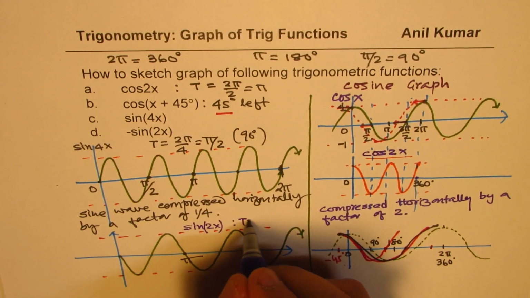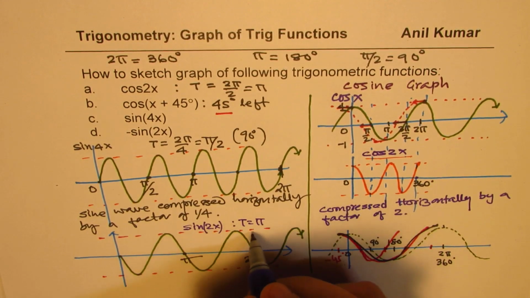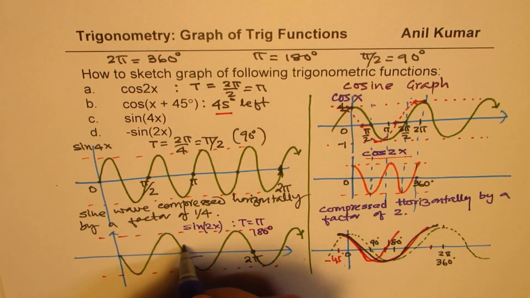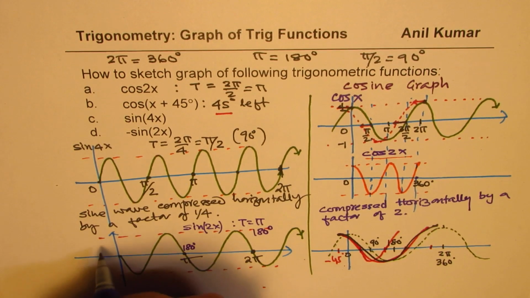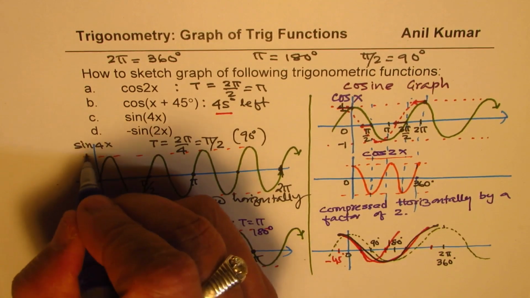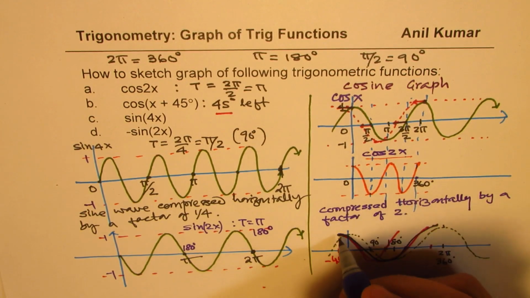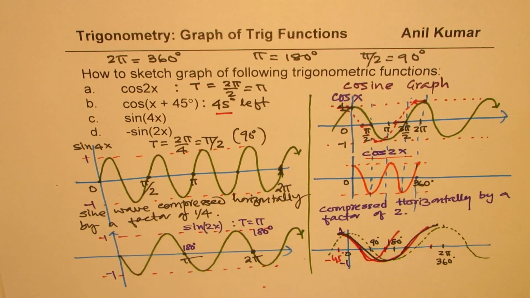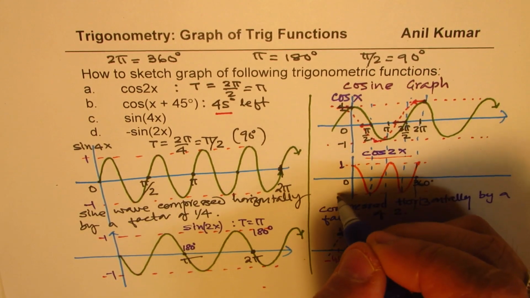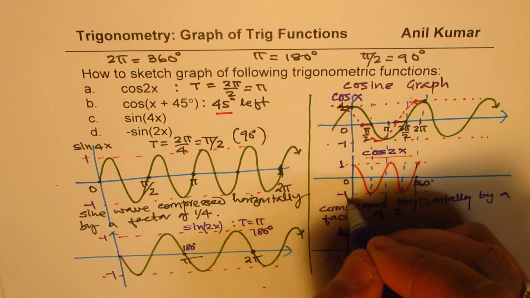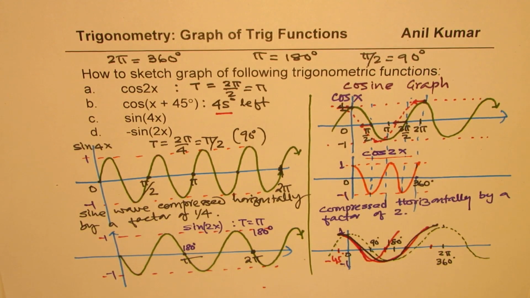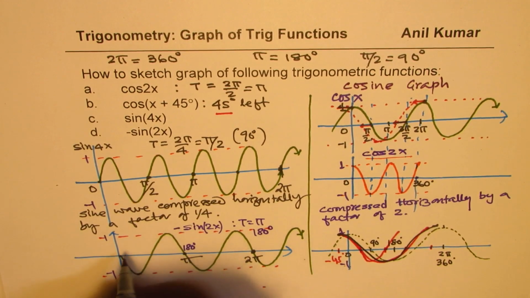Now in this case, time period is pi or 180 degrees, right? So you can write 180 degrees if you want to. And it goes from plus 1 to minus 1. So all these, whichever I've sketched here, they are between plus and minus 1, since in our case, we did not take any vertical stretch or compression. Does it make sense to you? So this is minus of sine 2x, right? Going negative. That's how it is. So I hope that makes sense.